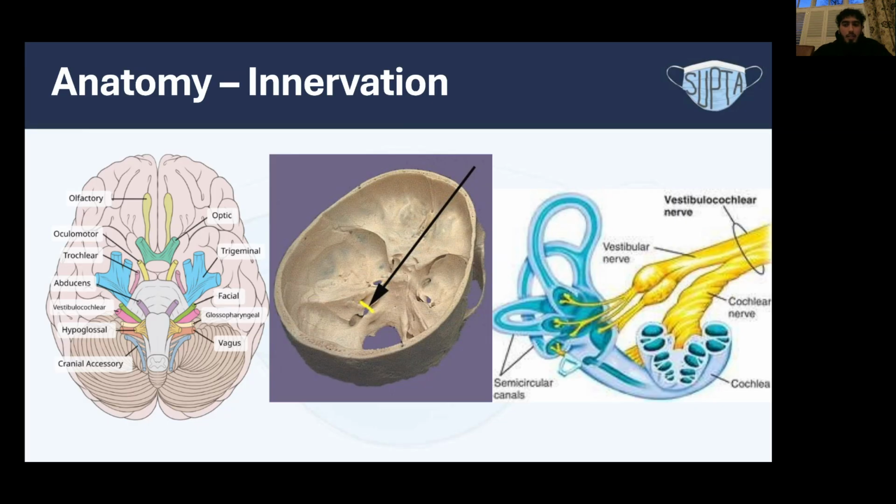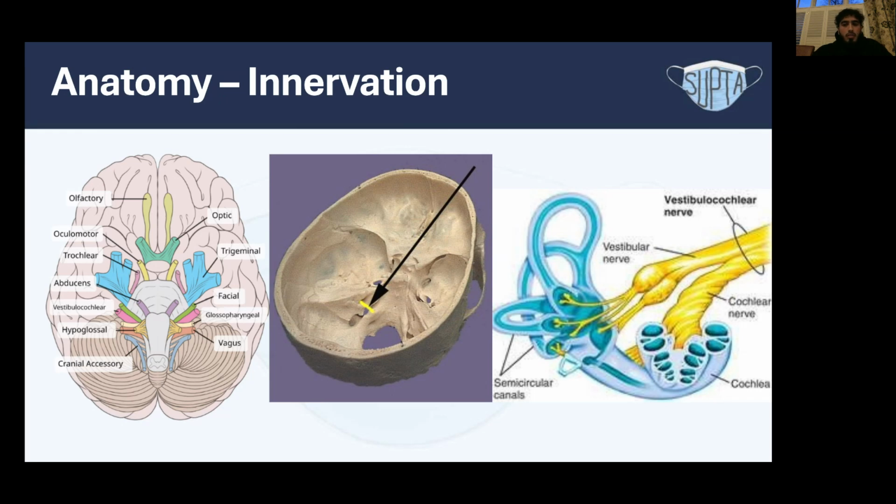It innervates the spiral ganglion, and that's purely responsible for transmitting the auditory information from the hair cells in the cochlea to the brain. It goes back to the cochlear nuclei in the brainstem, which then goes to the auditory cortex in the temporal lobe of the brain. The vestibular nerve, again, travels through the internal auditory meatus to the vestibular apparatus.